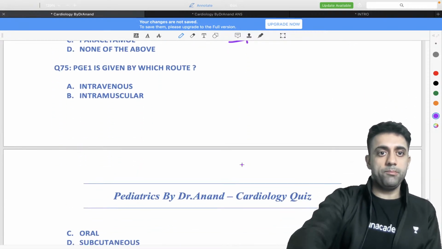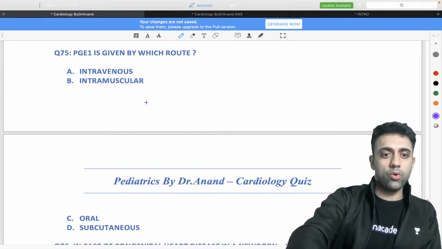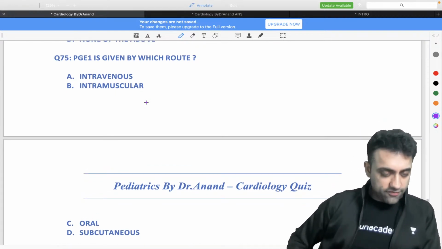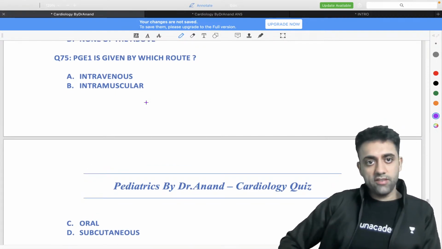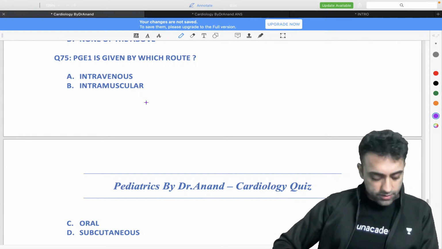Question 75. PGE1 is given by which route? IV, IM, oral or subcutaneous? Question 75, dear. What will you answer? PGE1 is given by which route? You want to give IV, IM, subcutaneous or oral?